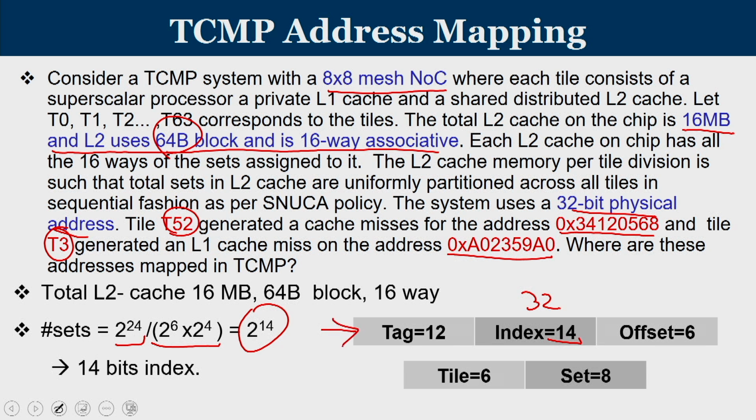So, the 32-bit address is divided into a 14-bit index, and since the block size is 64 bytes, as already mentioned, the last 6 bits are used for offset. That makes 14 plus 6 equal to 20, and 32 minus 20 gives a 12-bit tag. Now, I have 2 power 14 sets scattered across 64 tiles. So, the most significant 6 bits of the index will tell you the tile number, and the last 8 bits of the set index will tell you the set within a tile, since I can host a total of 256 sets in a tile. So, what is the set number?